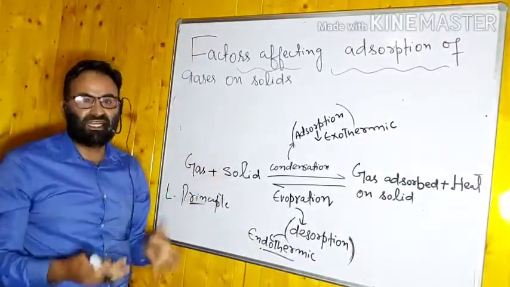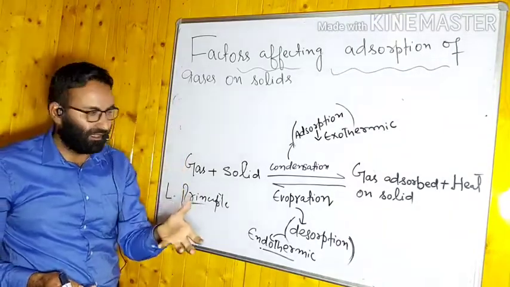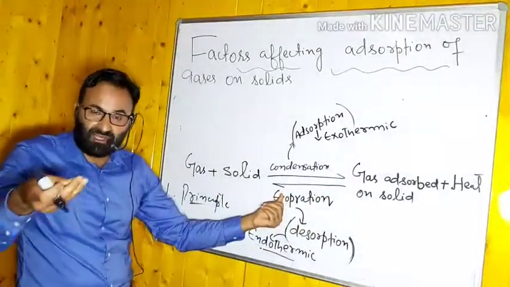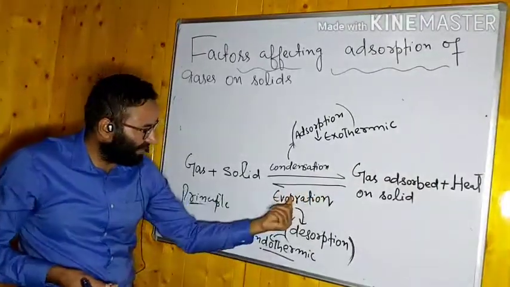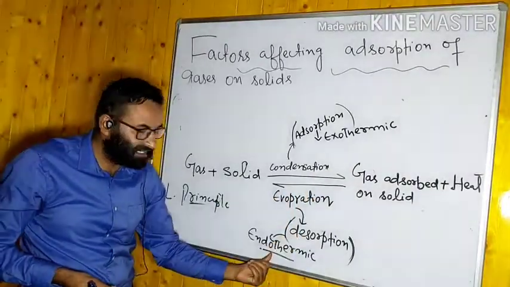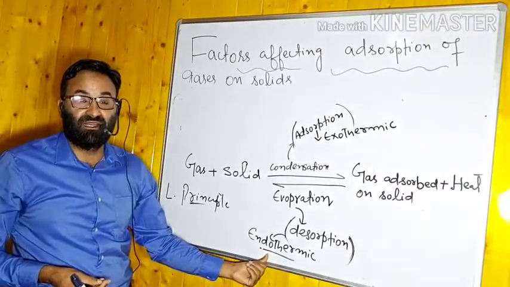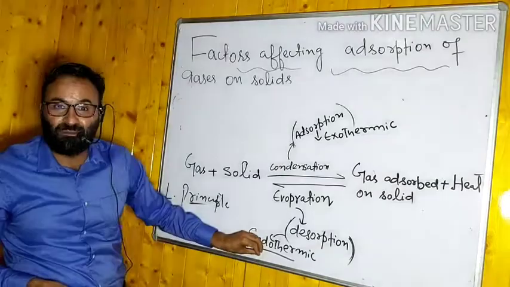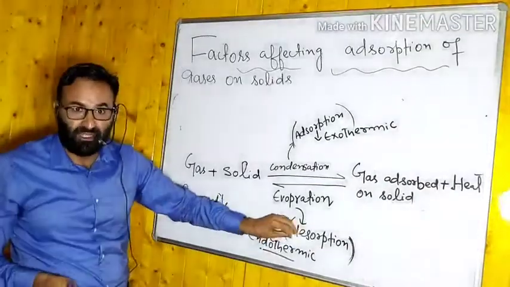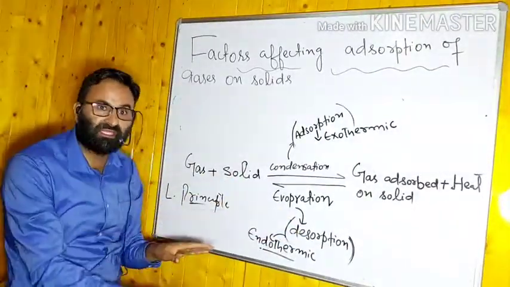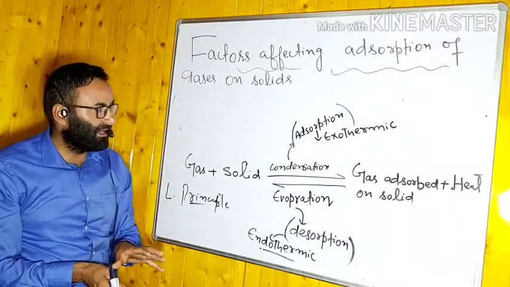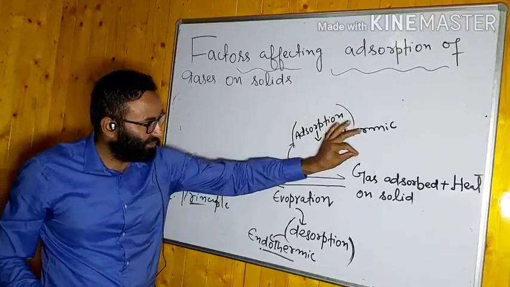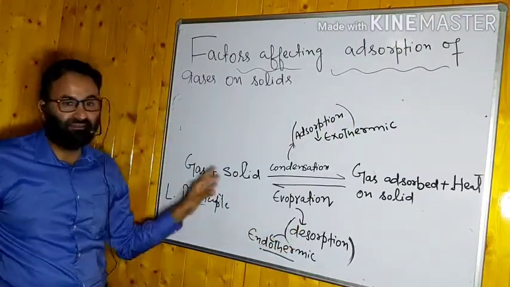If the temperature is high, when we increase temperature, it means that we are favoring the backward step. Because we are supplying energy, we are favoring the evaporation, we are favoring the desorption because it is endothermic in nature. It means that in physical adsorption, high temperature favors desorption. And if you decrease temperature, we are not supplying energy, it means that low temperature will favor adsorption and high temperature will favor desorption.